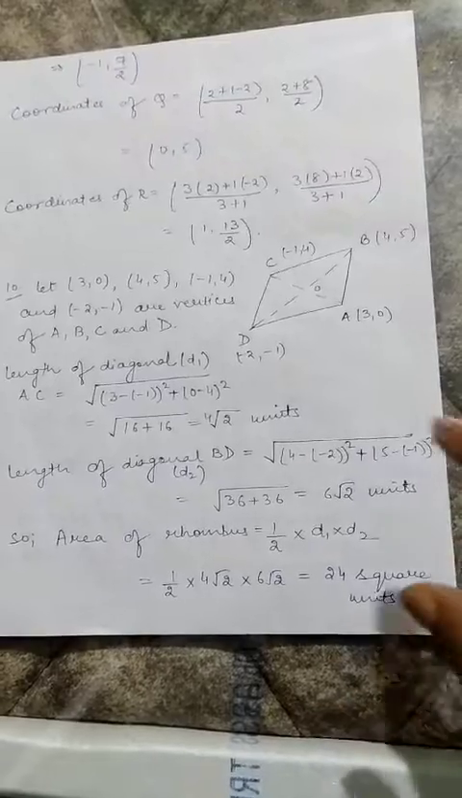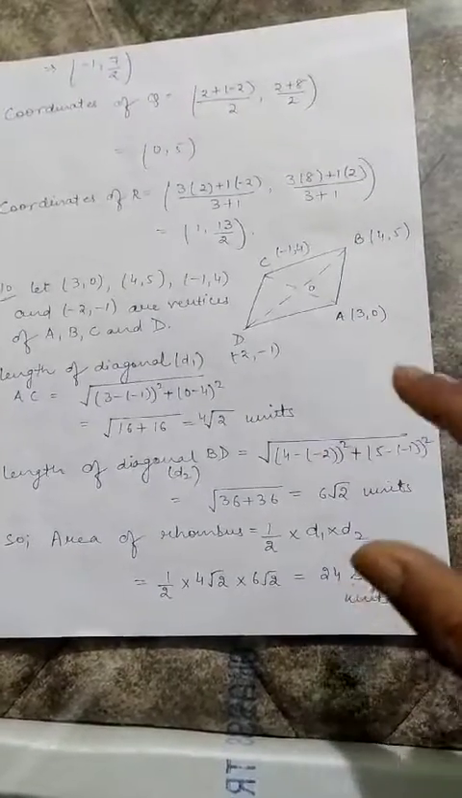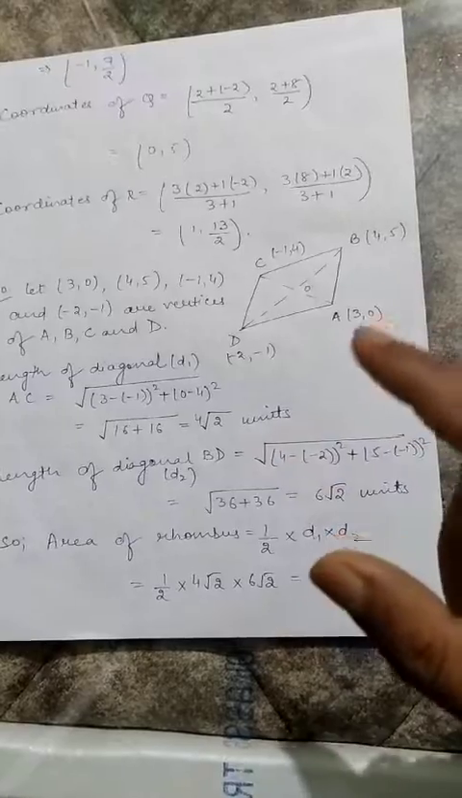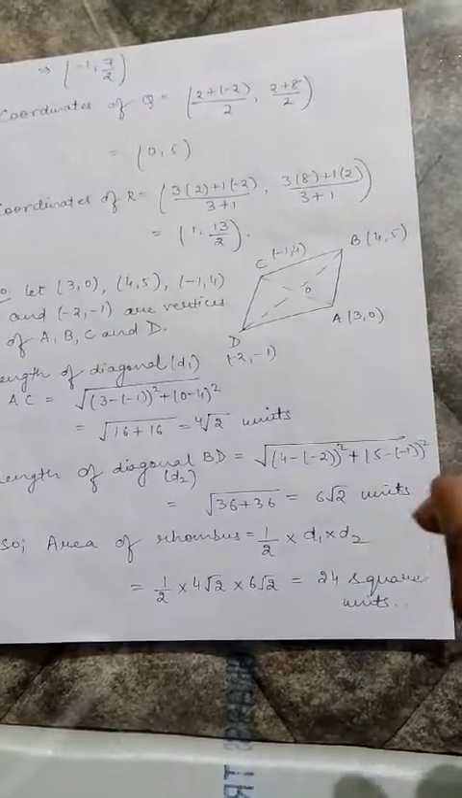Here we have to find the area of the parallelogram, using the distance formula, that is the product of diagonals times their half.